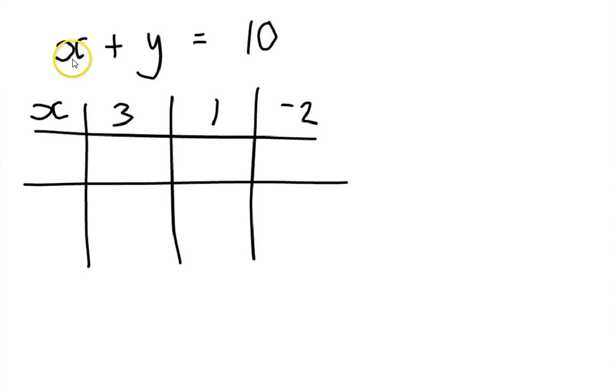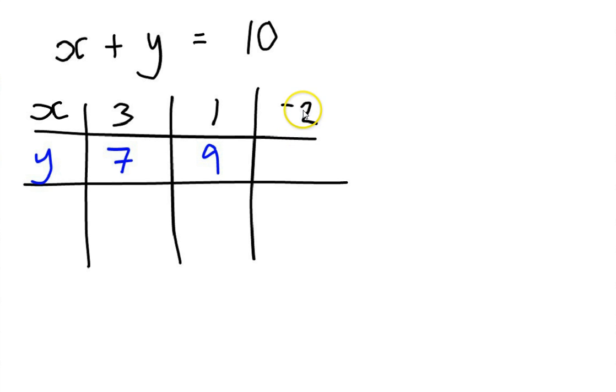So if x is 3, what do we need to add to 3 to get 10, is what we need to find out. So this one, our y, when x is 3, we need to add 7. And that will give us 10. 3 plus 7 gives me 10. What do we need to add to 1 to get to 10? In this case, it's 9. So our y value is 9.